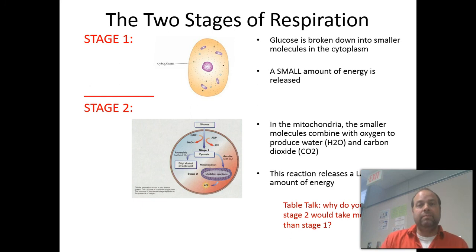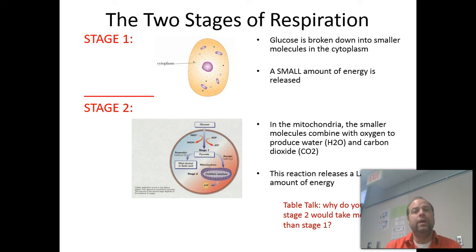All right. For cellular respiration, there's two stages. The first stage takes place in the cytoplasm and it produces a tiny bit of energy. What happens there is the food molecules, the glucose, actually get broken down into smaller particles. Stage 2 is where most of the energy is produced. This occurs in the mitochondria, and this is the cellular respiration that we're going to be spending our time with.